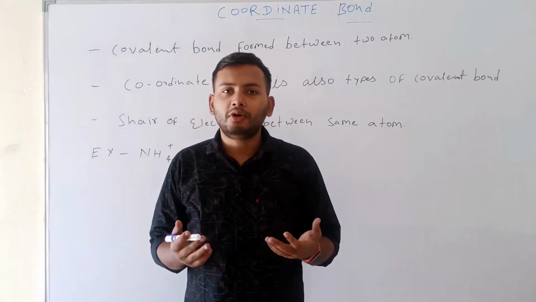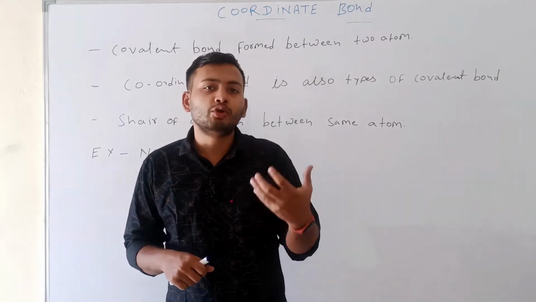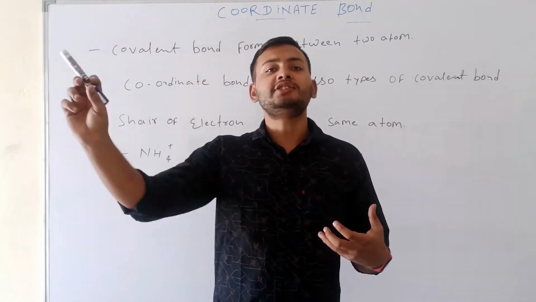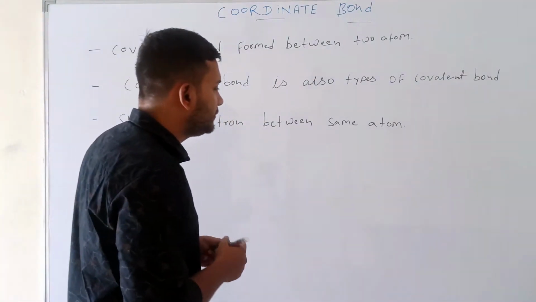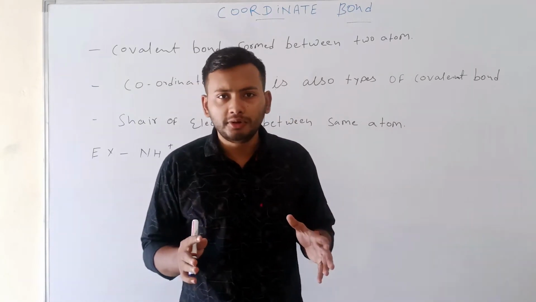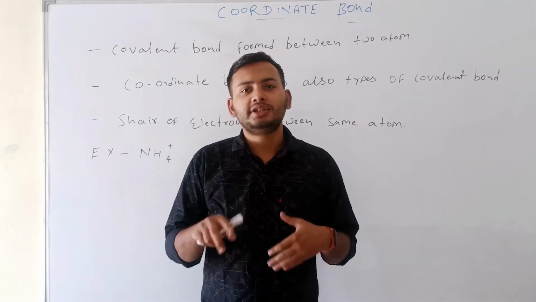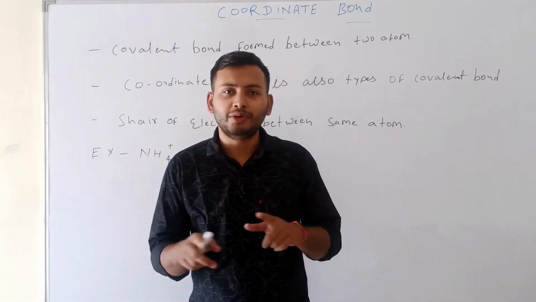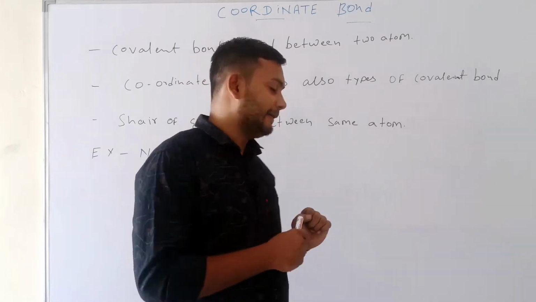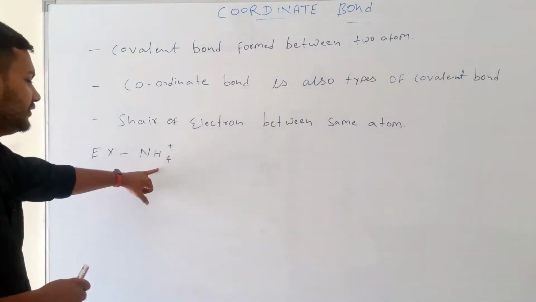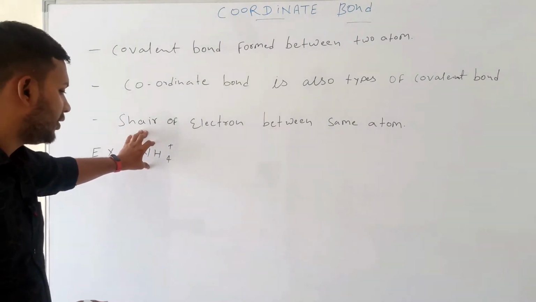Some property inside the covalent bond determines it as a coordinate bond. Today we discuss the sharing of electrons between atoms. If a covalent bond forms between two atoms and the shared electrons come from only one side, that bond is called a coordinate bond. For example, NH4. I will draw the electron sharing diagram of NH4.